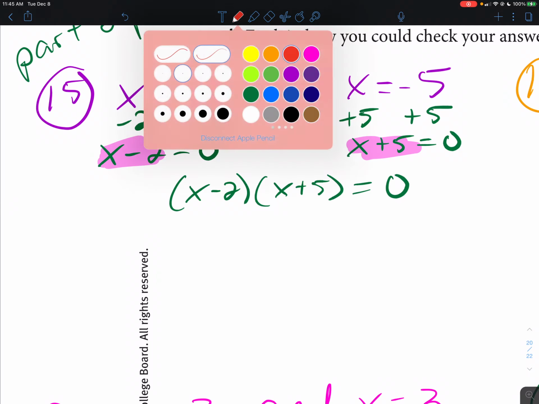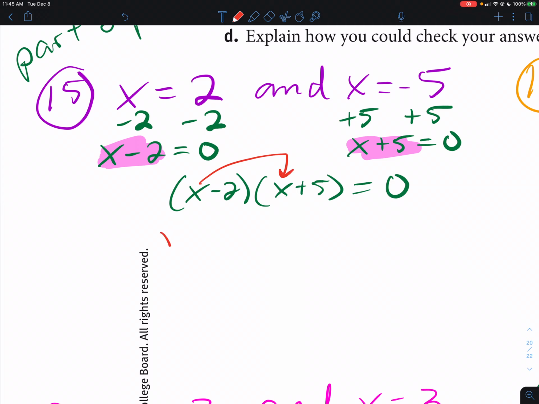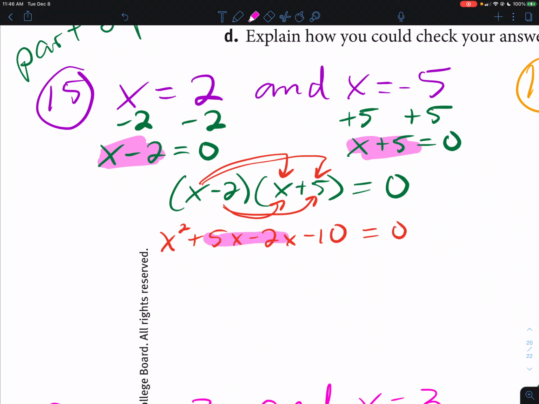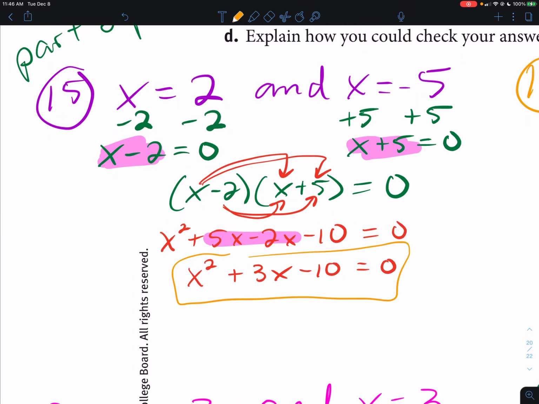And then distribute to get it back in standard form. So x squared plus 5x minus 2x minus 10. Combine those like terms in the middle. x squared plus 3x minus 10 equals 0. And that is our answer. Draw that box.